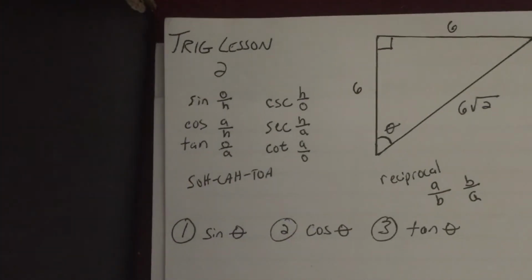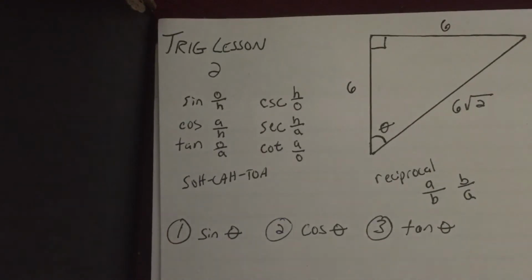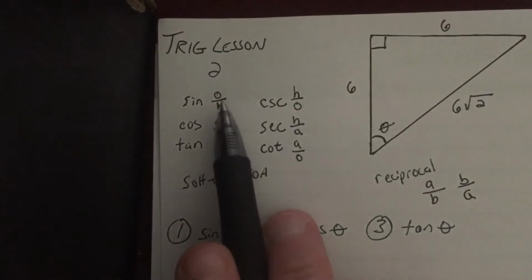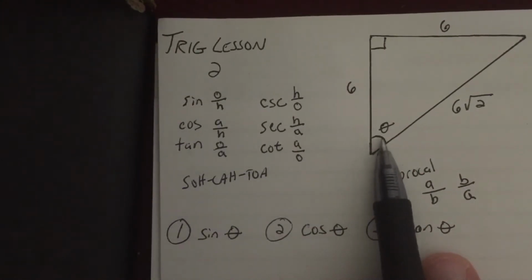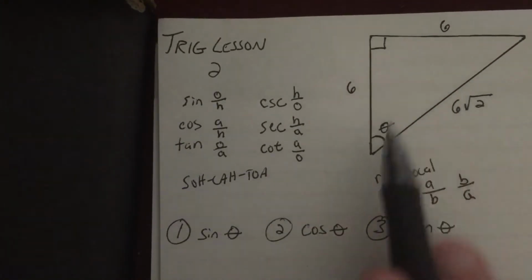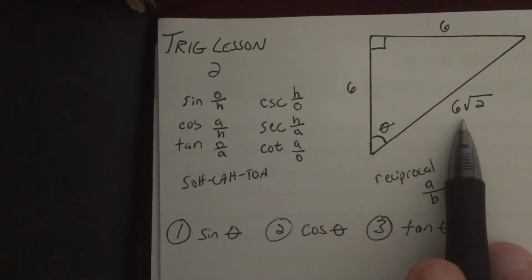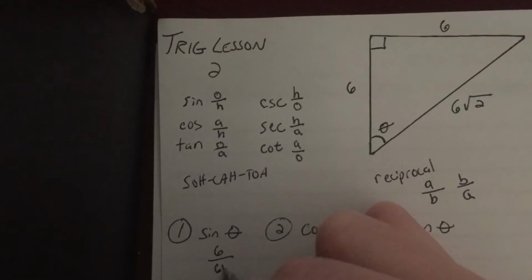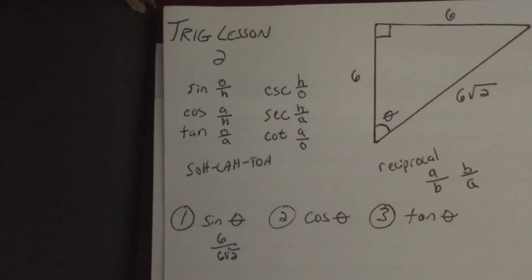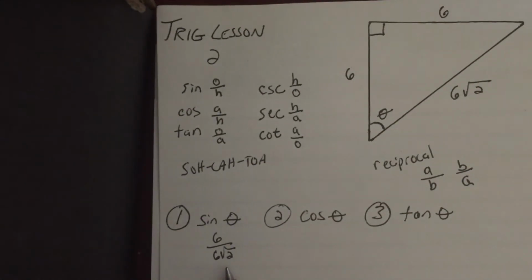All right, so can we find the sine of this angle, sine of theta? If sine is opposite over hypotenuse, well, who is opposite angle theta? 6. What's the hypotenuse? 6 square root of 2. So we can write 6 on top, 6 square root of 2 on the bottom. Now technically, this can be simplified, but we're going to work on that a little bit later on. So for now, you can leave it just like this if you want.